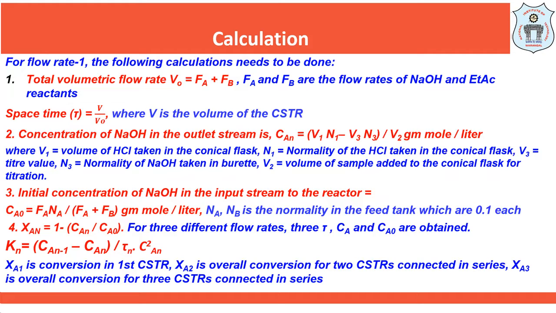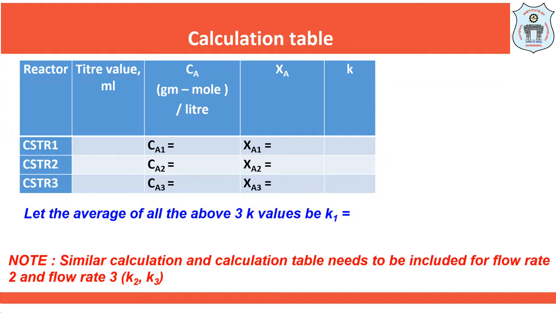So for each reactor we are going to have a rate constant, reactor 1, reactor 2 and reactor 3, and from that we will be able to calculate the average rate constant for a given flow rate. Okay, and a calculation table will be made with CSTR1, CSTR2 and CSTR3 for a given flow rate. We will calculate for titration value is known, concentration value is known, conversion value is known, K value is determined and average K value is calculated. Okay, the same procedure has to be repeated for flow rates 2 and flow rate 3, that is for 70 rpm and 80 rpm.